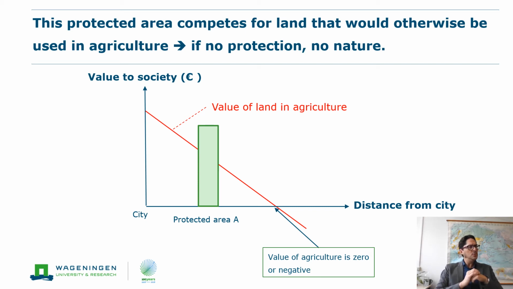So if you choose to put protected area A in here, you end up with a protected area that is actually competing for agricultural space. This protected area competes for land that would otherwise be in agriculture. If you don't put the protected area there, there is going to be no nature. So this protected area and agriculture are competing with each other.